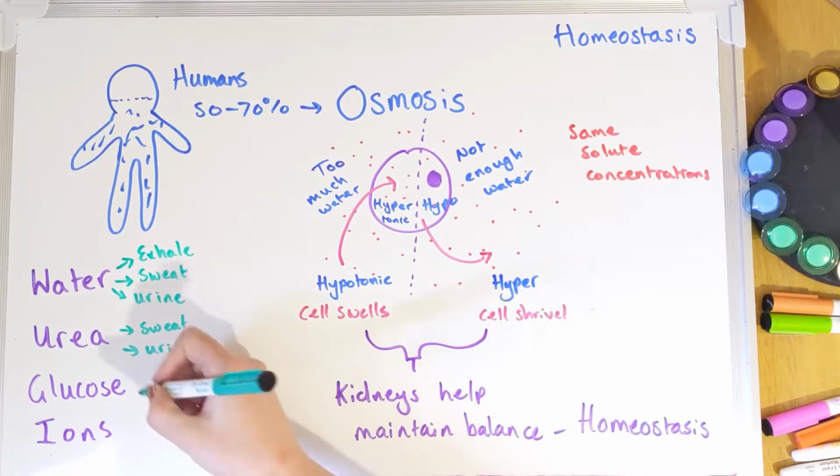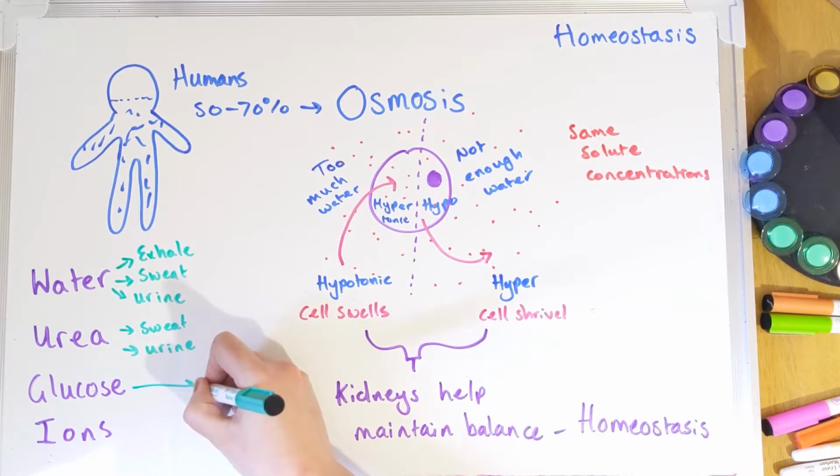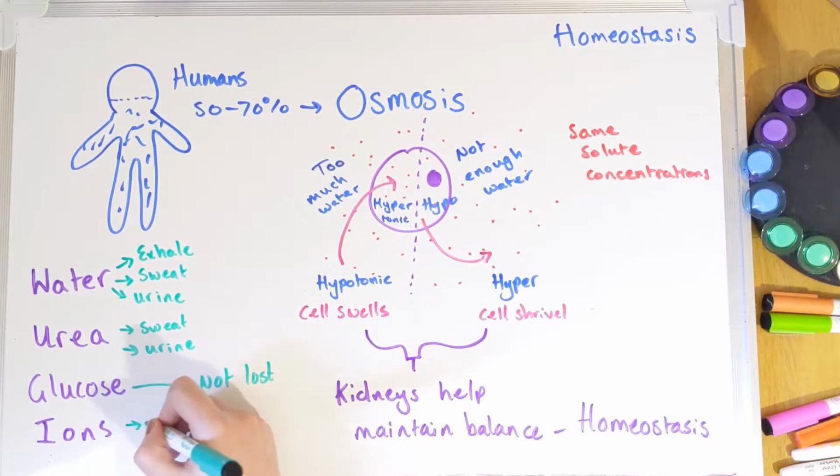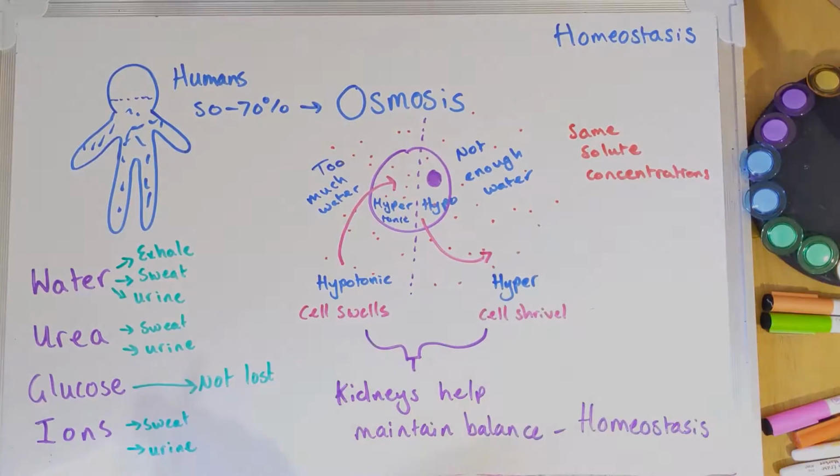Glucose is always removed as it's needed for respiration. The only time you find glucose in your urine is if you were diabetic, for example. And ions are lost through sweat or urine. Now, not all of these losses can be controlled through homeostasis.